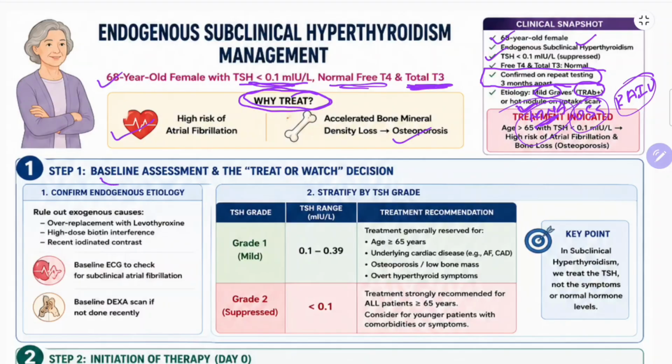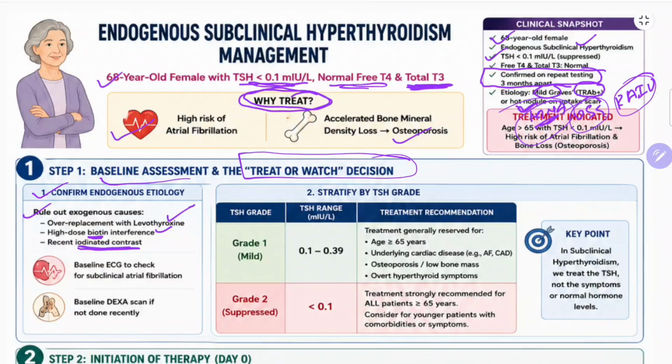Now, baseline assessment and the decision whether to treat or watch. First confirm the endogenous etiology. Rule out whether it was a patient who was hypothyroid and was taking levothyroxine excessively. That is iatrogenic hyperthyroidism, so that is not endogenous. Check whether the patient is taking concomitant biotin for some hair and skin problem. As we have already learned, biotin interferes with the kits and falsely shows a hyperthyroid picture. So that should be discontinued, and the test should be repeated.